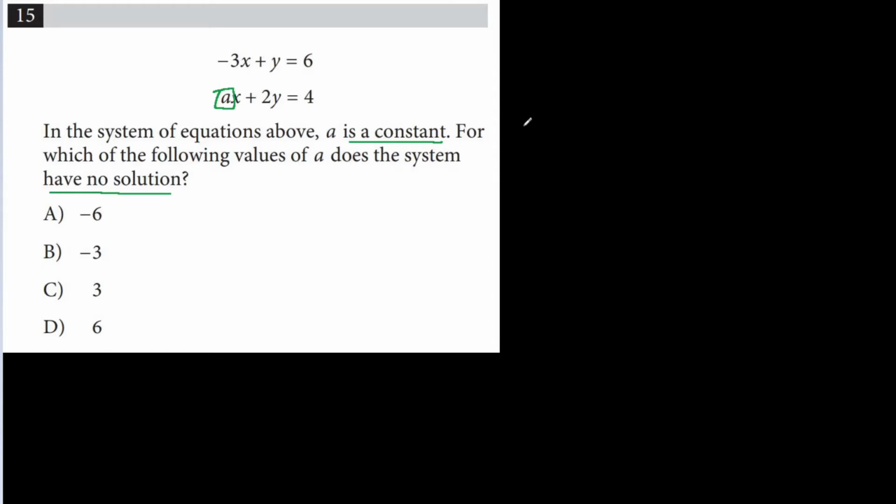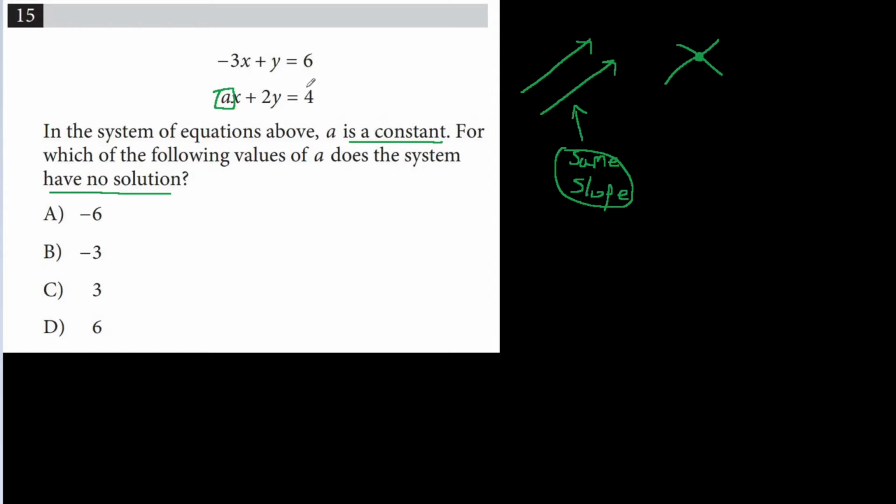The first thing we have to ask ourselves is, when does any pair of equations have no solution? If you think about it, it's when you have two equations that are parallel. And what makes two equations parallel? Having the same slope. Because if they have the same slope, they're parallel and therefore never touch. Remember, a solution is when two lines intersect, and these would not have an intersection.